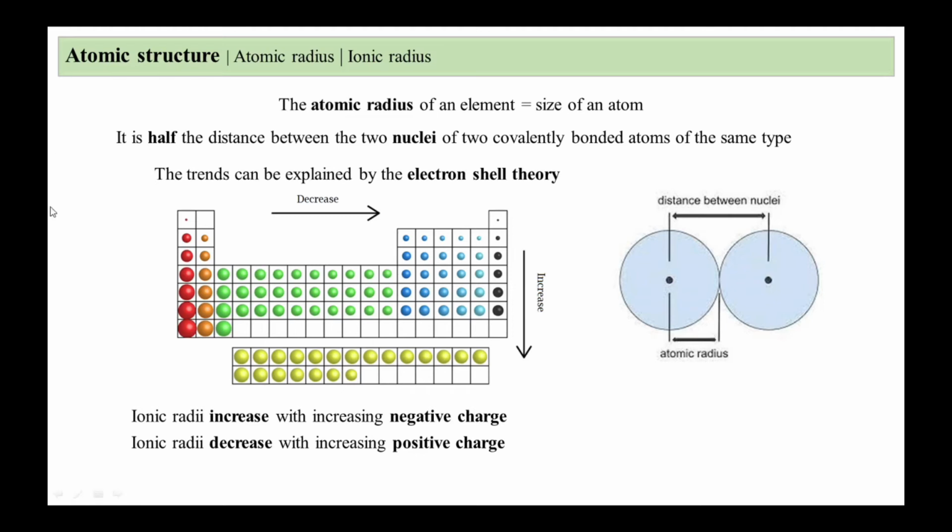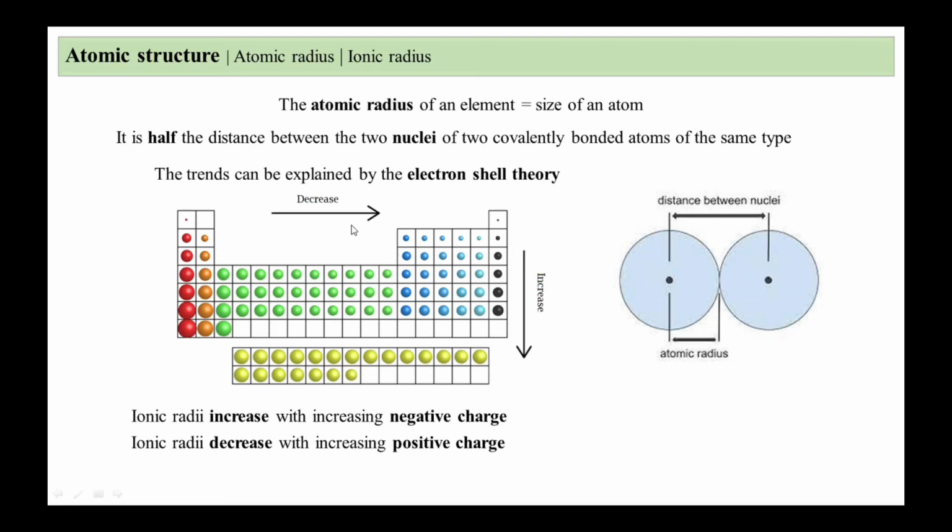And as you can see here, this is the periodic table, which shows the trends in the atomic radius across a period and down a group. We can see from here that the atomic radius is decreasing across a period and it's increasing down a group.